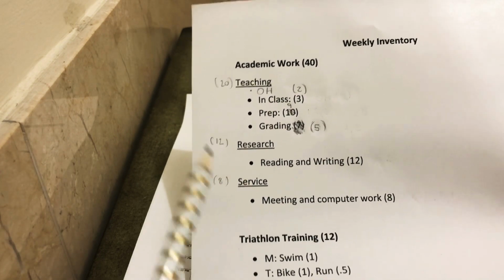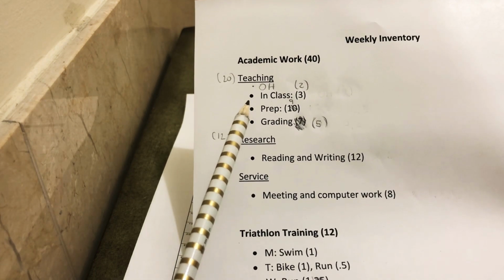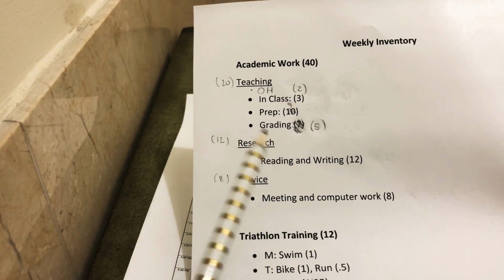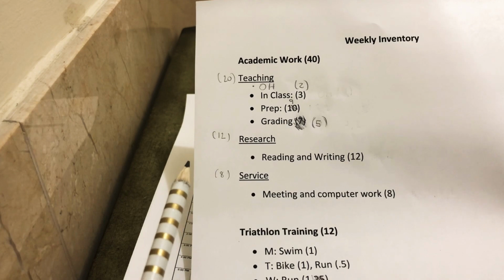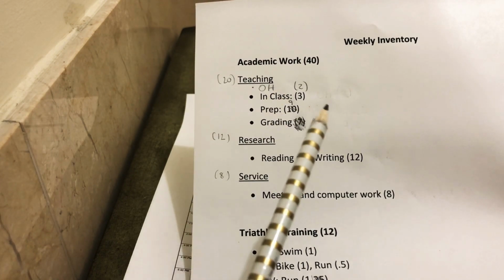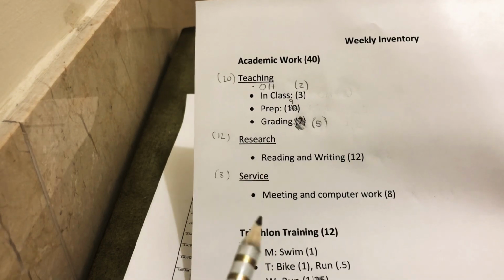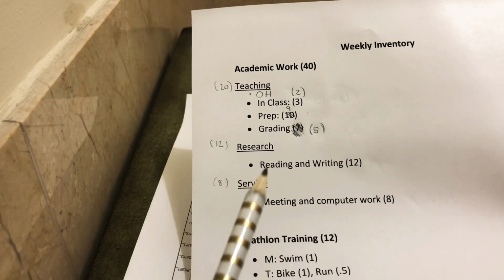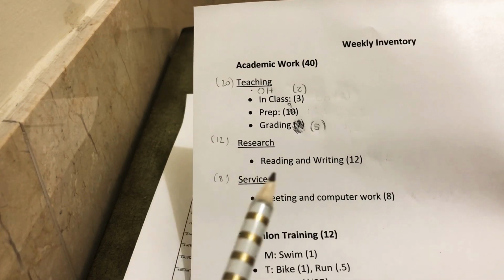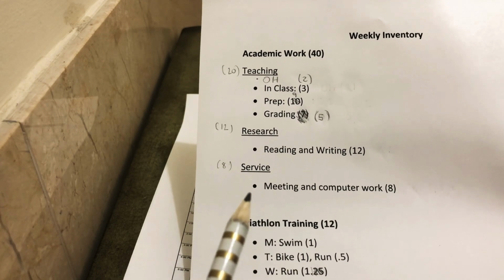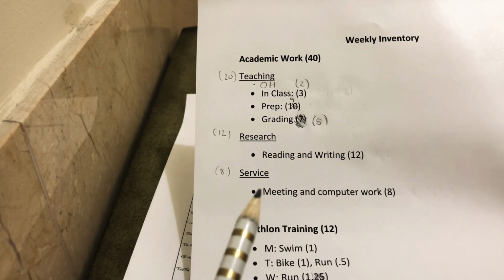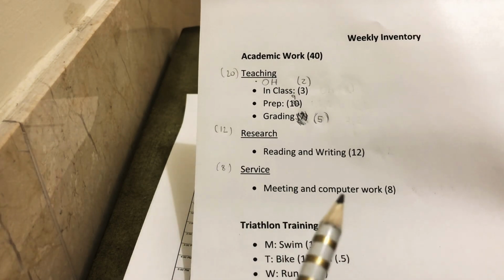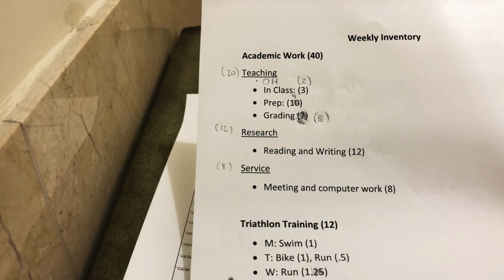Teaching consists for me of office hours, in-class time for my in-person class, prep time for all my classes, and grading time for all my classes. Now every week, the hours that I've assigned to all of these categories will slightly change, but I'm beginning with these specific hours. My research consists of reading and writing, and I've allotted 12 hours to that for next week. And service is university service and service to my department, which generally consists of meetings and computer work to follow up on those meetings. So I've allotted 8 hours to that.